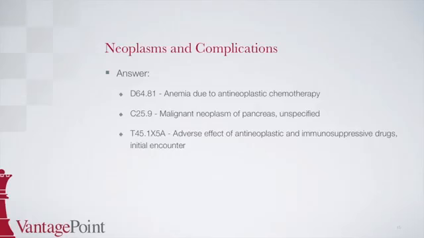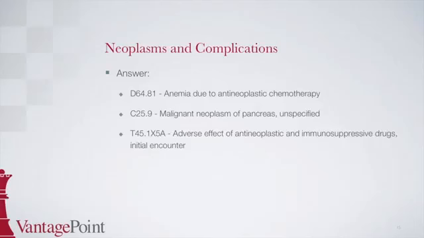Our first code is D64.81, anemia due to anti-neoplastic chemotherapy. This code was found by going to anemia in the alphabetic index and then looking for the words due to indented underneath, and then below due to, my first option was for anti-neoplastic chemotherapy with a code of D64.81. I then confirmed this code in the tabular list.